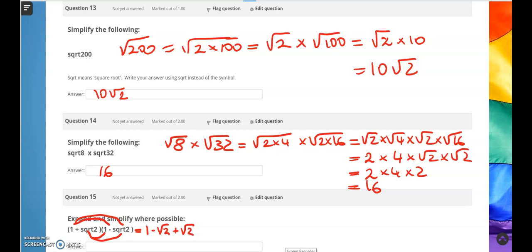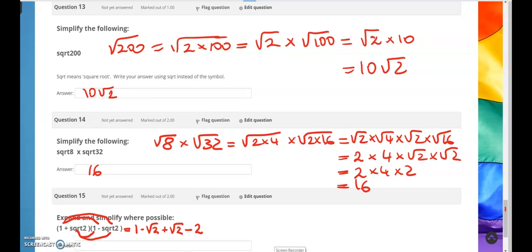And then square root 2 times negative square root 2. So that is taking away 2, because square root 2 times square root 2 is 2. Having that negative in front, then we can say negative 2. So simplifying this further, we get negative square root 2 and positive square root 2. They cancel each other out. And then we have 1 take away 2, which is minus 1. So the final answer is minus 1.